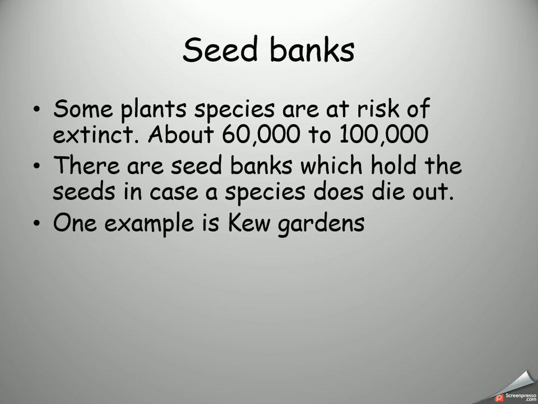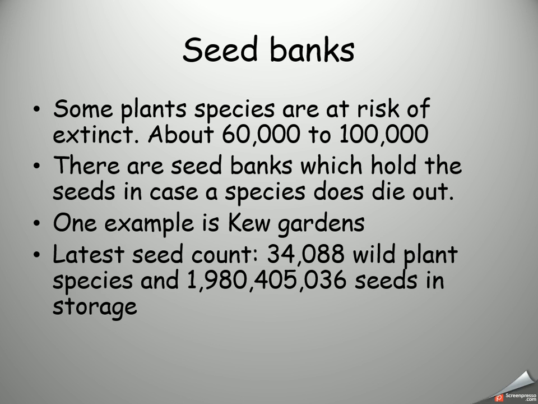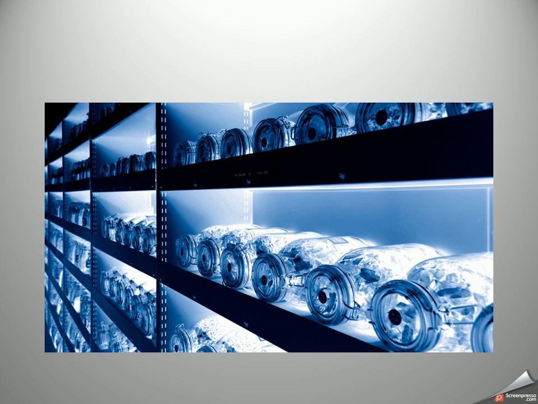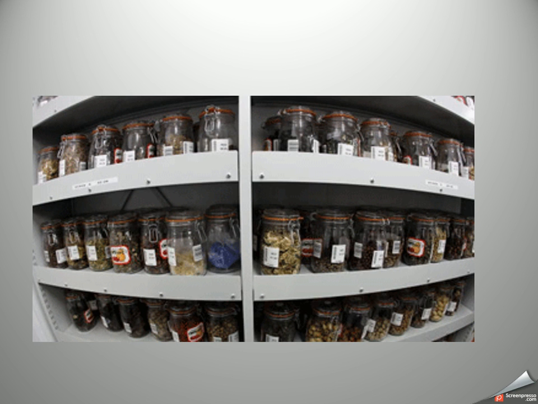Okay, and one example is Kew Gardens. So their latest seed count when I made this PowerPoint, which is a while ago, so these numbers are probably higher. So at the moment they've got 34,000 wild plant species, and they've got almost 2 billion seeds in storage as well. Okay, that's 13% of the world's plant species. That still isn't that much, and that's Kew Gardens right there, and that's the seed bank.